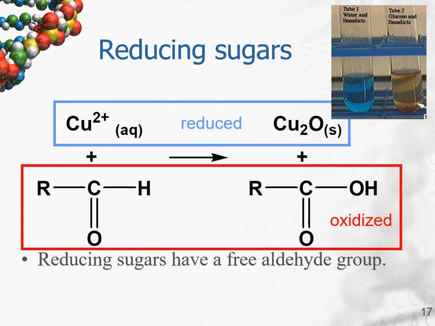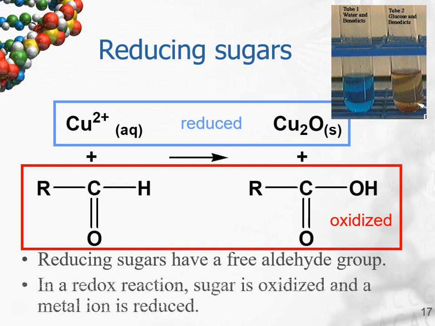So reducing sugars, in order for this to be a positive test, you need a free aldehyde. And in the redox reaction, the sugar is oxidized and a metal ion is reduced. So we call these reducing sugars because they are able to reduce the metal.